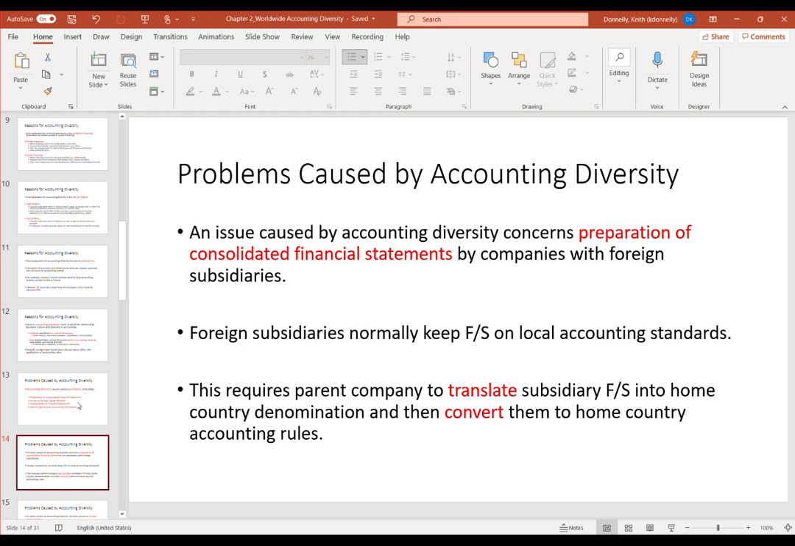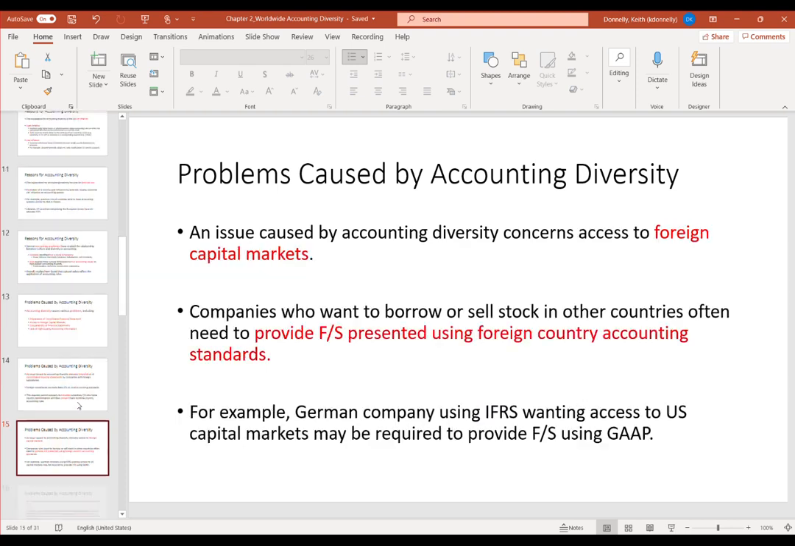What we're going to have the parent company do here is translate the foreign subsidiary into the home country denomination and then convert them to the home country accounting rules. So we kind of bifurcate it. We look and we say, okay, how do we translate this over into US GAAP? And then after doing that, another item we need to address is, how do we convert this from maybe euros to USD? What exchange rate should we use?